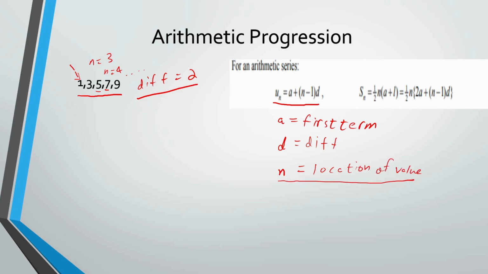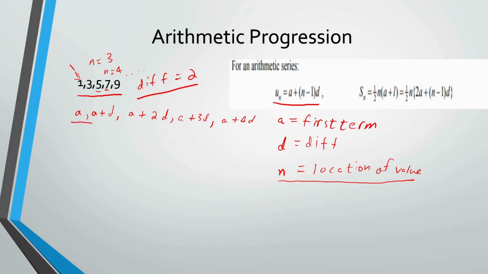Now let's see why we use these formulas and where they come from. To understand that, let's see if 1 is a, what is 3? 3 is basically a plus the difference. And then what is 5? 5 is a plus 2 times the difference. What is 7? 7 is a plus 3 times the difference. And what is 9? A plus 4 times the difference.